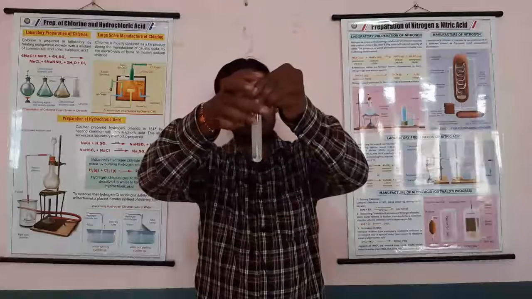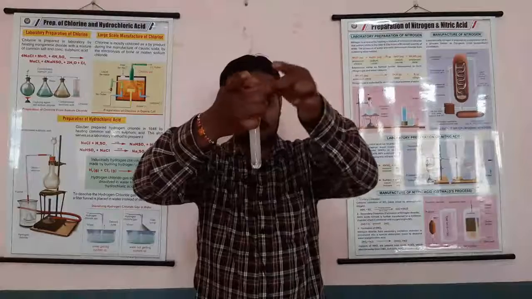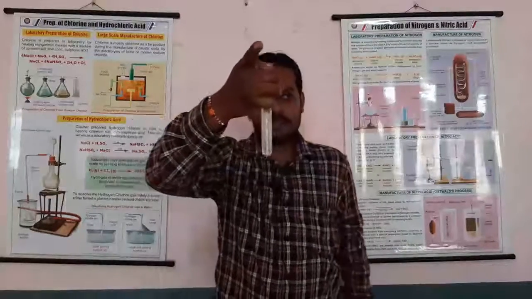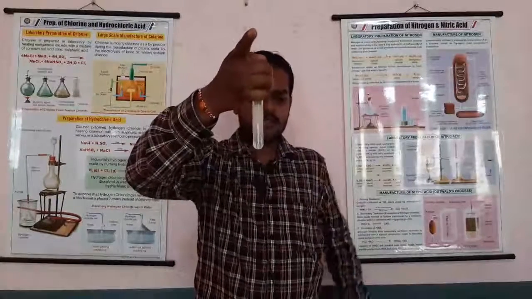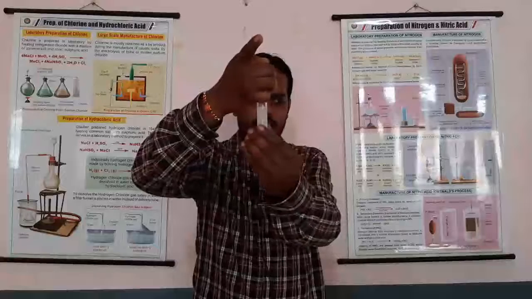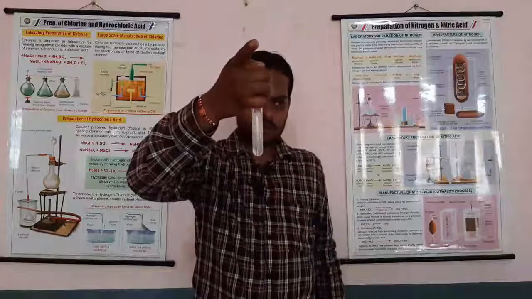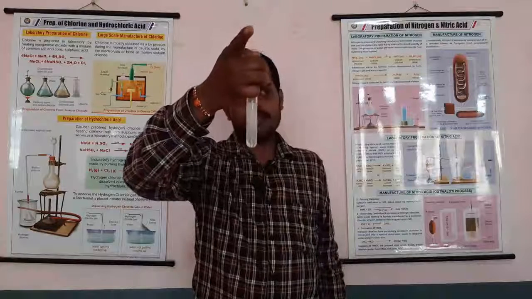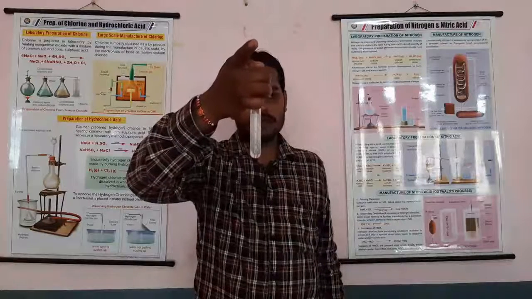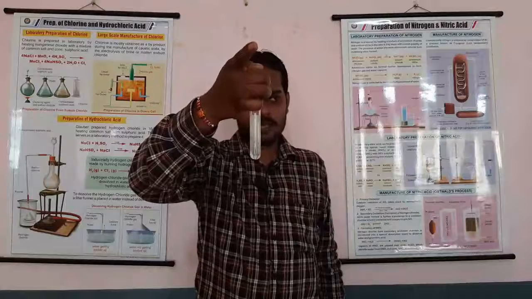Previously the acid was dilute, so now I have made the acid more concentrated, and I can feel the test tube warm. It is hot, and you can see the formation of bubbles. The bubble is the hydrogen gas.